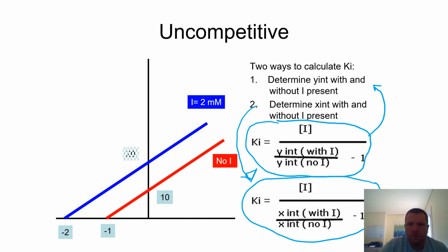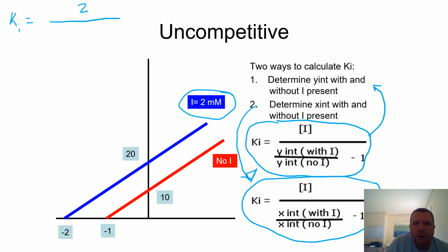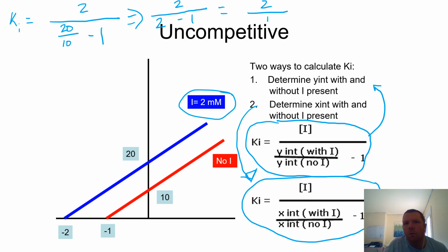I want to go ahead and solve for this. And so what I'm going to do is use the first equation. Ki is equal to my inhibitor concentration, which is 2 millimolar, 2 divided by, now I've got a ratio, my y-intercept with my inhibitor divided by my y-intercept without my inhibitor. And so that's going to be 20 divided by 10 minus 1. Okay, so ultimately that plays out as 2 over, well, 20 divided by 10 is 2, so 2 divided by 2 minus 1, which is equal to 2 divided by 1 equals 2. My Ki, therefore, is that.